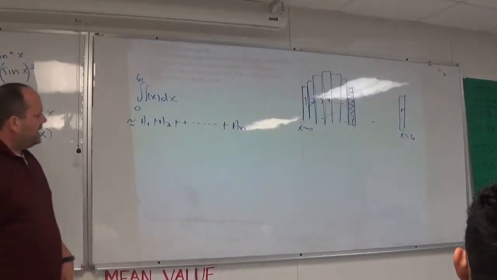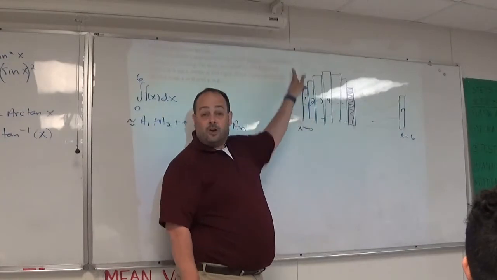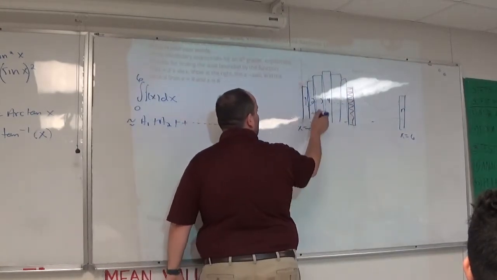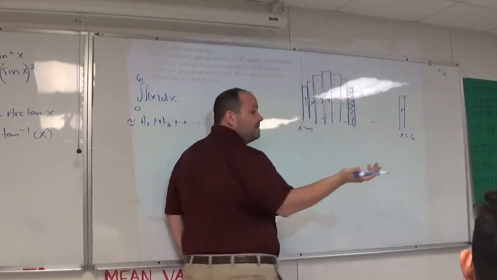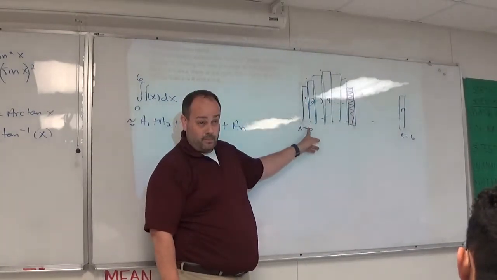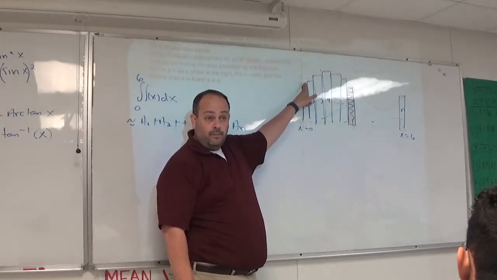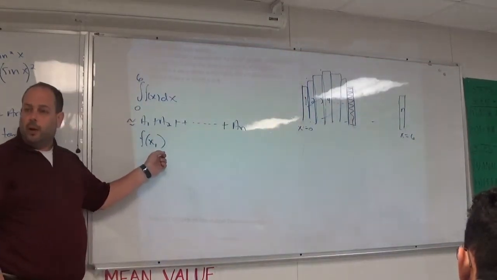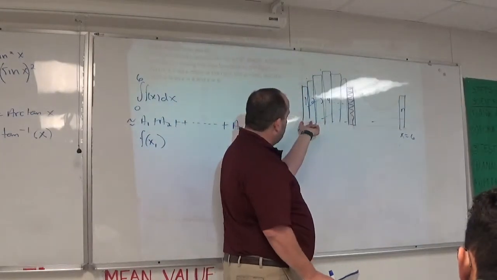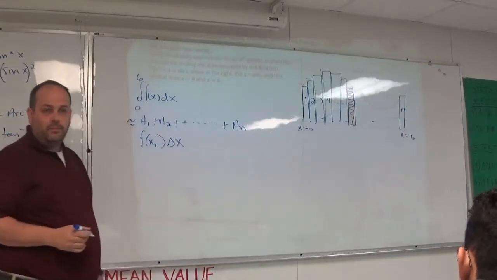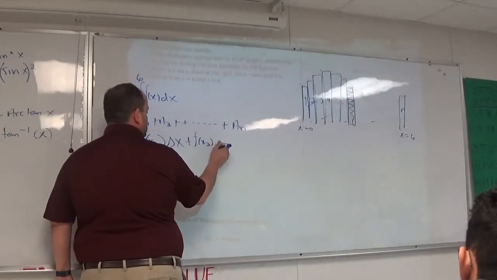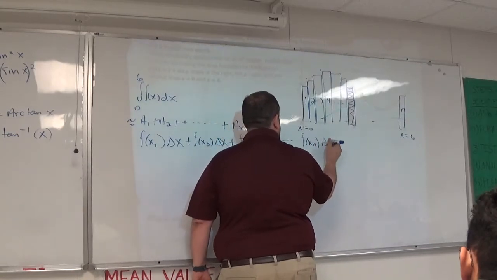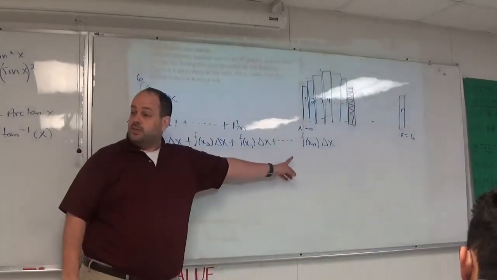How do we find the area of any of these rectangles? It's a height times the width. How tall is each one of these going to be? They're all going to be different, but the way that you find the height is the same. You look at the value of the function. So the first rectangle is going to be the value of the function at whatever that first point is. That's the height, and then I multiply by the width, which is delta x. Then you move to the next rectangle: f of x 2 times delta x, plus f of x 3 times delta x, plus f of x sub n times delta x. This is the area for each of these rectangles.